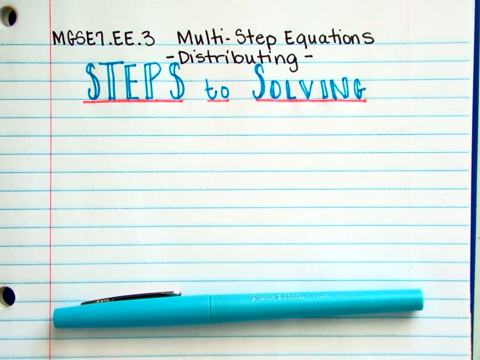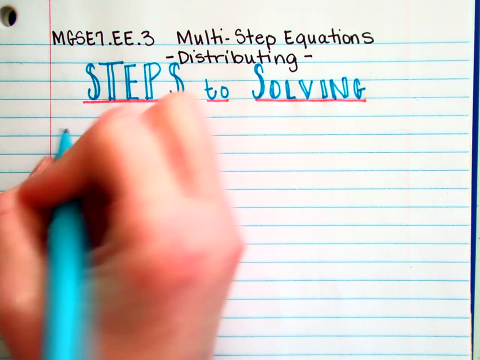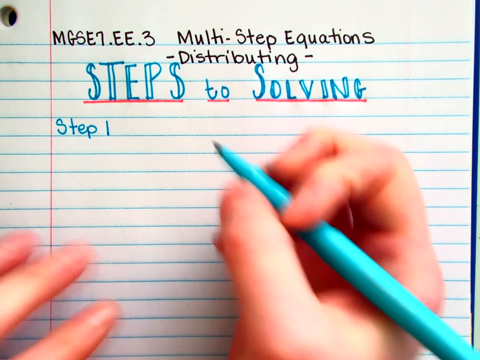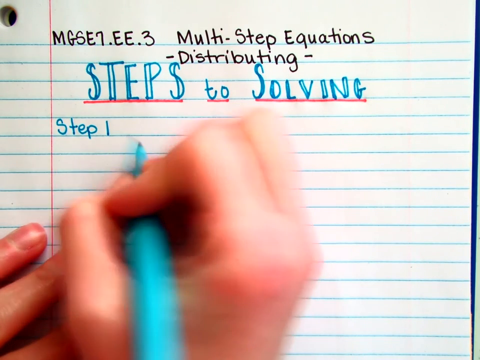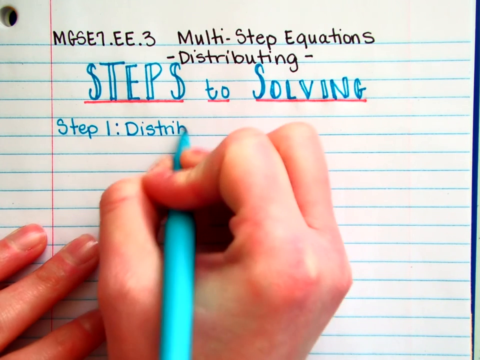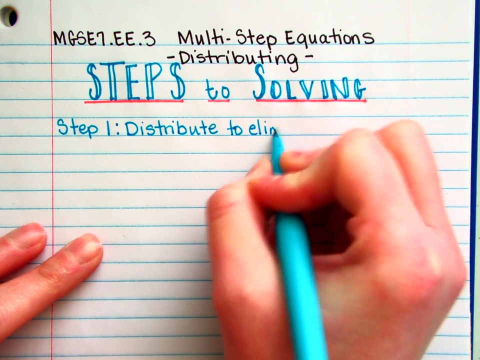The previous day's notes over multi-step equations with combining like terms, I gave you guys a process to solving there, and the first thing was to combine any like terms. Well, today we have one more step before that. So combining terms will be part of today, but it's not the first step. So step 1 is to distribute in order to eliminate grouping. So I will say distribute to eliminate grouping.